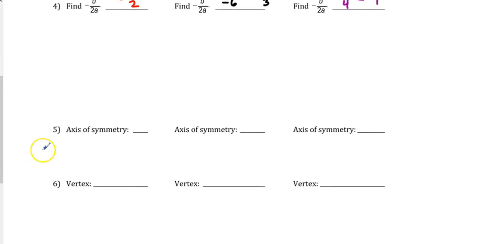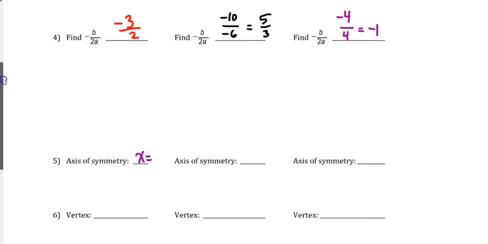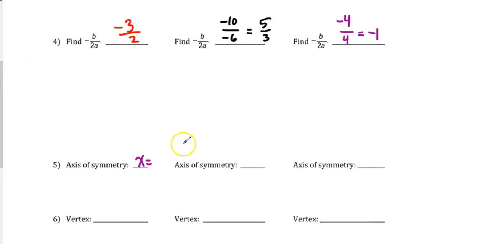So what is the axis of symmetry? Well, the axis of symmetry is the equation x equals negative b, or we'll say opposite of b over 2a. So x equals negative 3 over 2. X equals 5 over 3. That is our axis of symmetry. That is the line that's going to pass through that function vertex vertically.